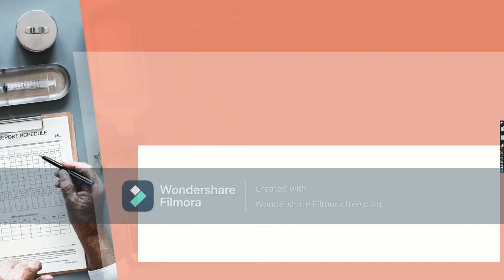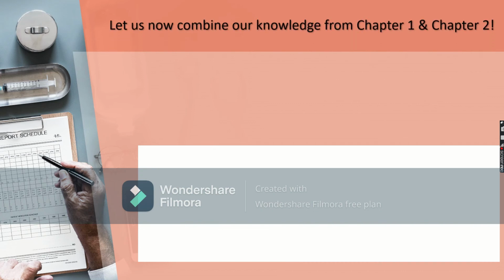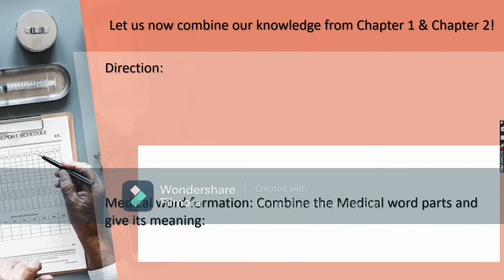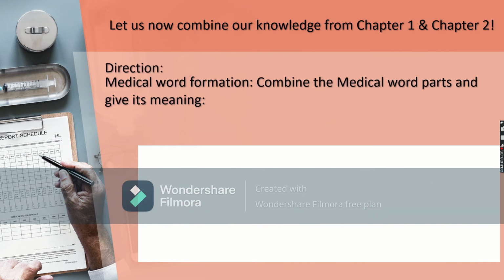Let's now have our activity for today. Let us now combine our knowledge from Chapter 1 and Chapter 2. Please listen to the direction. Medical word formation, combine the medical word parts and give its meaning. Let's go with number 1, ambly and the second word is opia. Number 2, iri and itis. Number 3, ana and cusis.